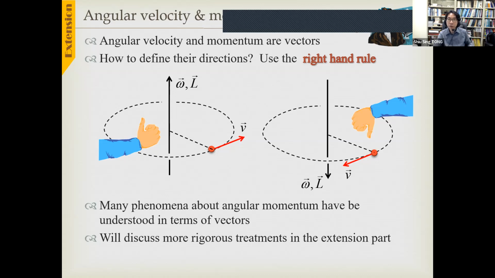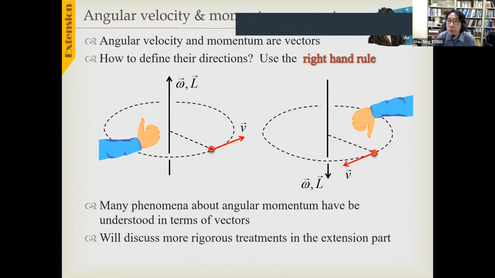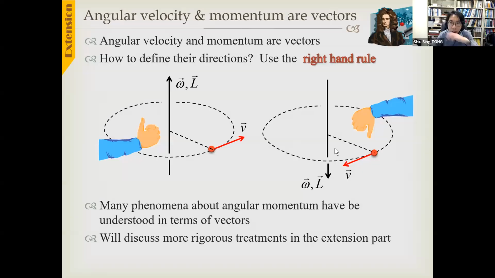Now we have to understand that when we discuss angular momentum, we have to understand the important fact that angular momentum is in fact a vector. But how do we define angular momentum as a vector? How do we define its direction? Well, we define it with a right-hand rule.